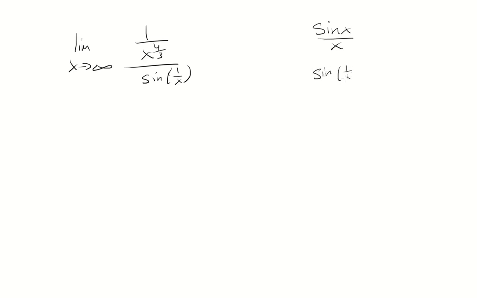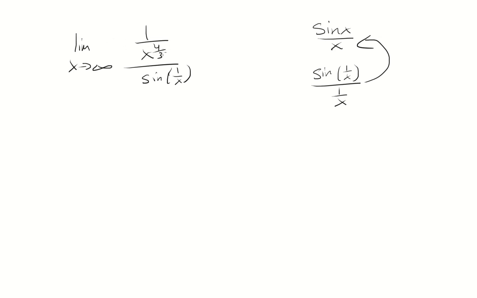Find the limit as x approaches infinity of (1 over x^(4/3)) divided by sine of 1 over x. So the goal here is, can I get sine x over x? But in order to get that, I want to have sine of 1 over x divided by 1 over x. And then from there, I can convert it into sine x over x.